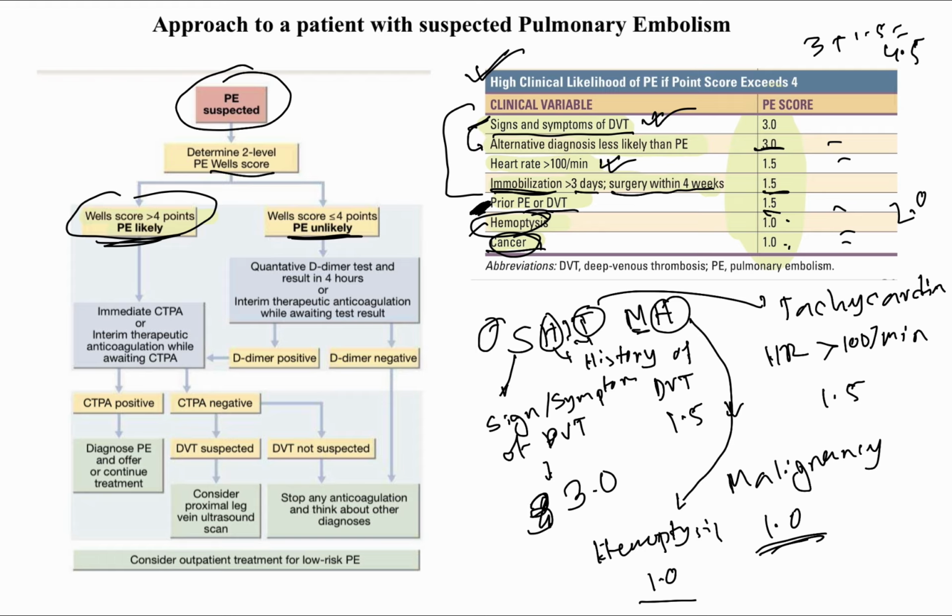So let's now focus on this table, which is actually the approach, the way we should approach a patient with suspected pulmonary embolism. First of all, we have to do the Wells score. If the Wells score is more than 4 points, then we have to do the gold standard test for pulmonary embolism, which is CTPA, which means CT pulmonary angiogram.